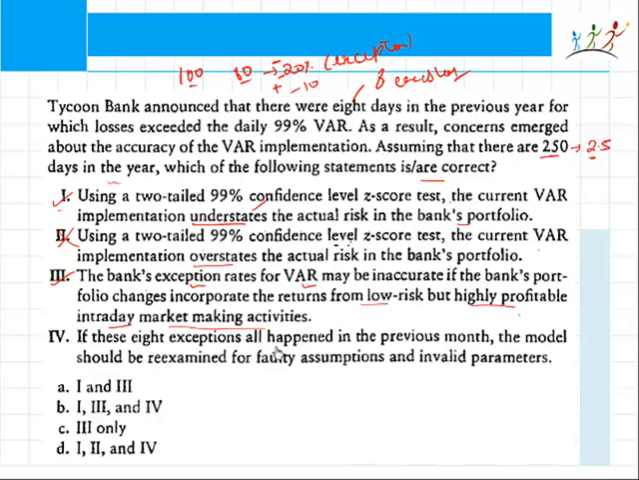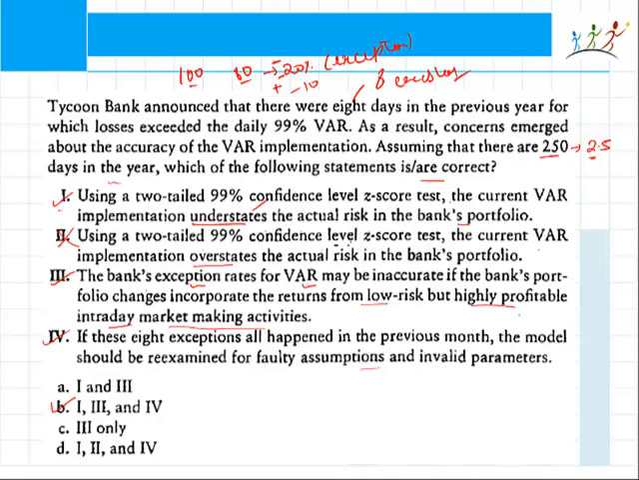If these 8 exceptions all happened in the previous month, then the model should be re-examined for faulty assumptions and invalid parameters. That is correct. If exceptions are getting bunched up, then you should be particularly careful. So options 1, 3 and 4 are correct.